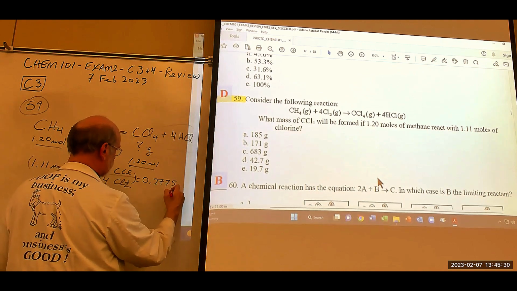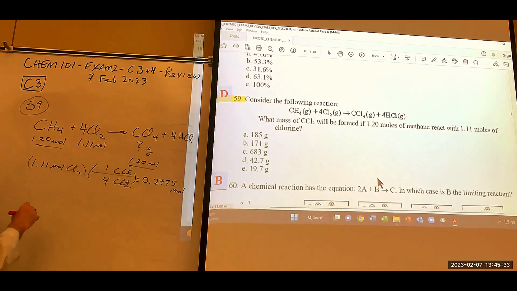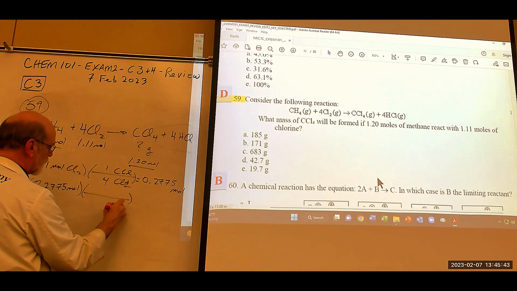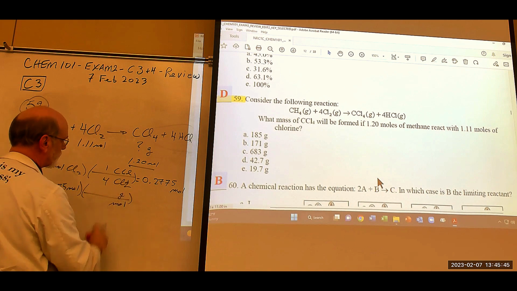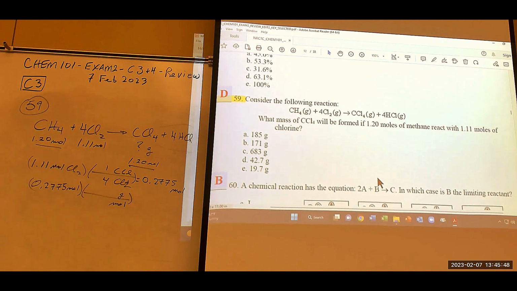I'm going to keep all my decimal places for now. And then we convert that into mass using the molar mass of carbon tetrachloride. So we got 12.01 for carbon and 4 times 35.45. Let's see. Yep. Checking this out.